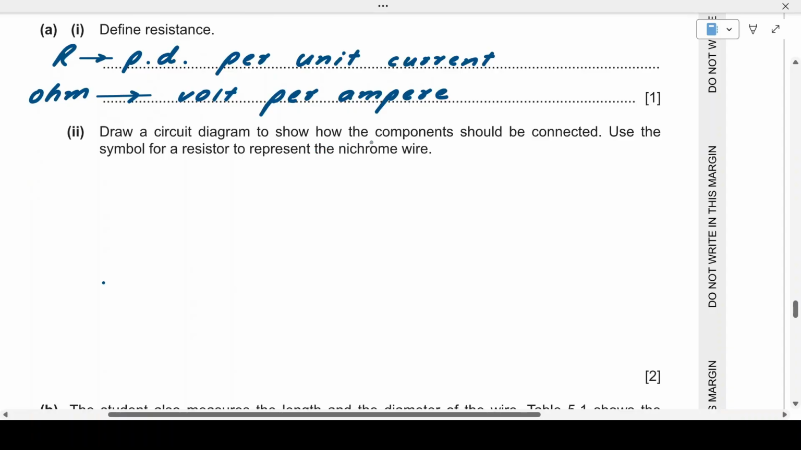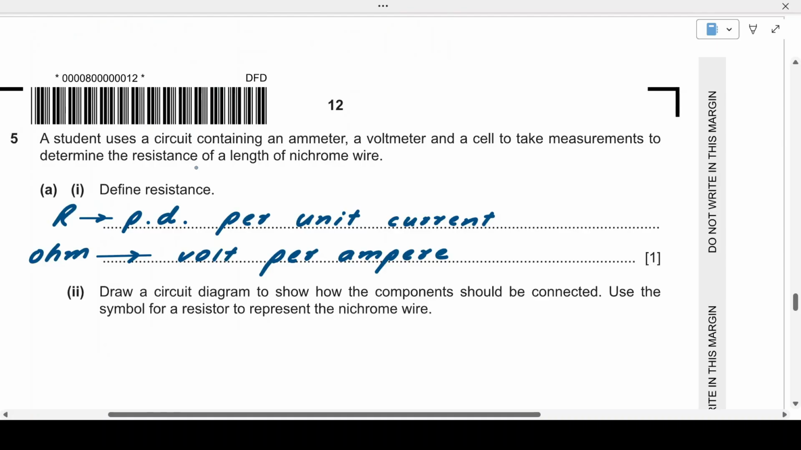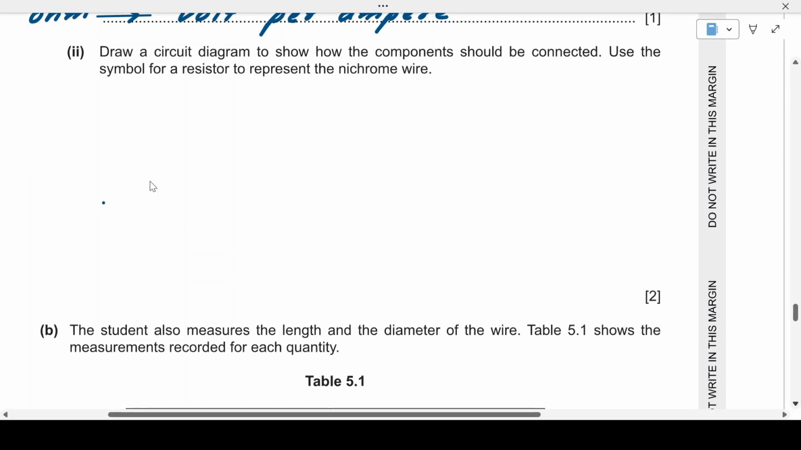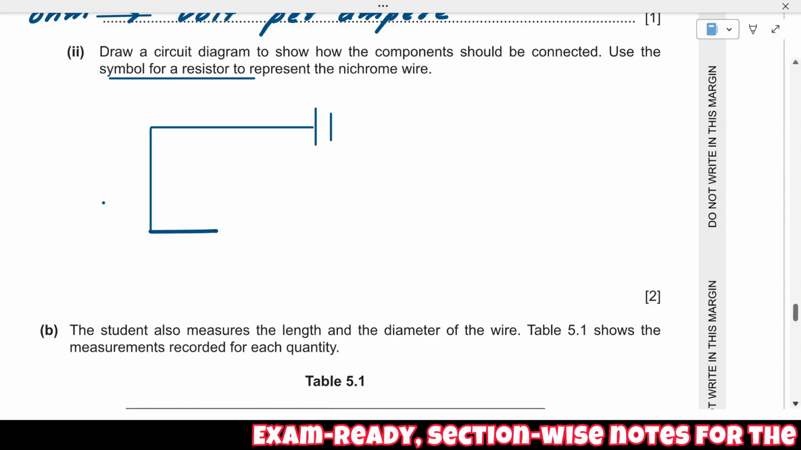Draw a circuit diagram to show how the components should be connected. Use the symbol for a resistor to represent the nichrome wire. Okay, what is the circuit again? Ammeter, voltmeter, and a cell to take measurements to determine the resistance of the nichrome wire, and the nichrome wire will be represented by a resistor. So we need a battery, symbol for a battery. You can also use a switch if we want.